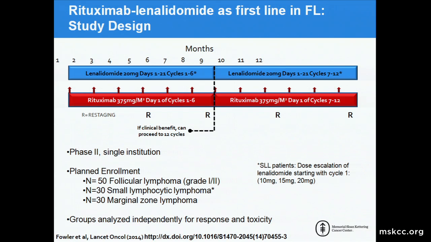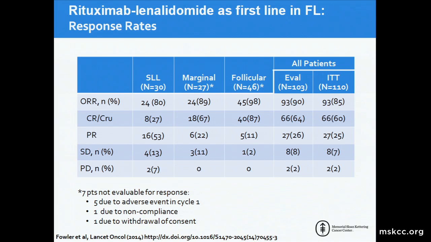So there are emerging options. One of the emerging options is the use of rituximab and lenalidomide, and we consider this in the NCCN panel. This study from the MD Anderson looked at lenalidomide for 21 days out of a 28-day cycle with rituximab given on the first day of each of the 28-day cycles. Even though you could get 12 cycles of treatment, about 90% of patients only got 6 cycles because they already had an adequate response.